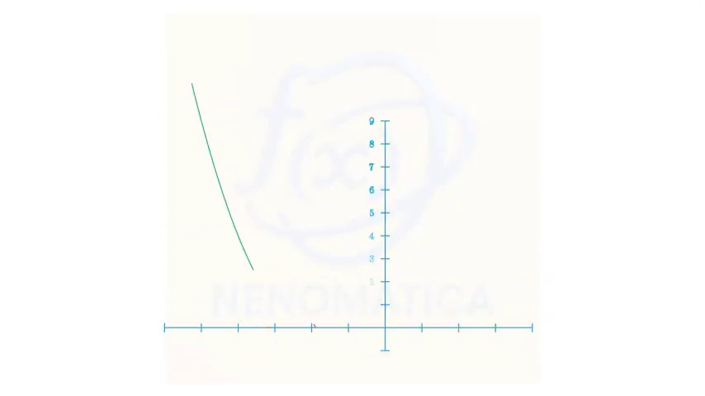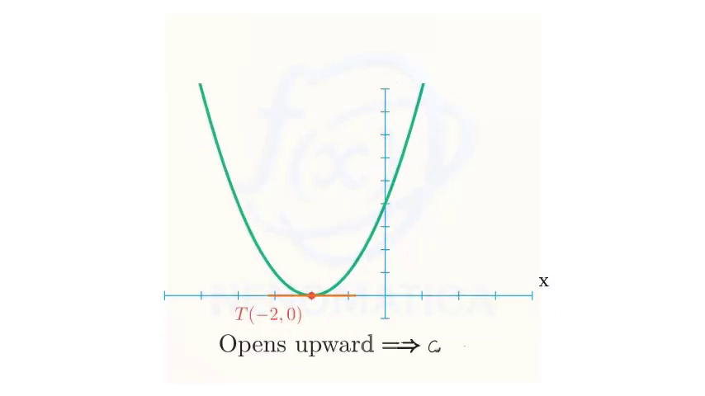Step 1. Determine the sign of A. The parabola opens upward, which means the coefficient of x squared is positive, so A is greater than 0.